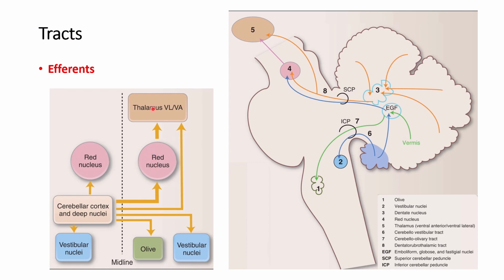From the red nucleus, that can go to the thalamus, so dentatorubrothalamic tract is this one. Or it goes from the cerebellar cortex and deep nuclei, that crosses the midline, it goes to the thalamus, and that is the dentatothalamic tract, so that goes to the VA and VL nuclei of the thalamus.